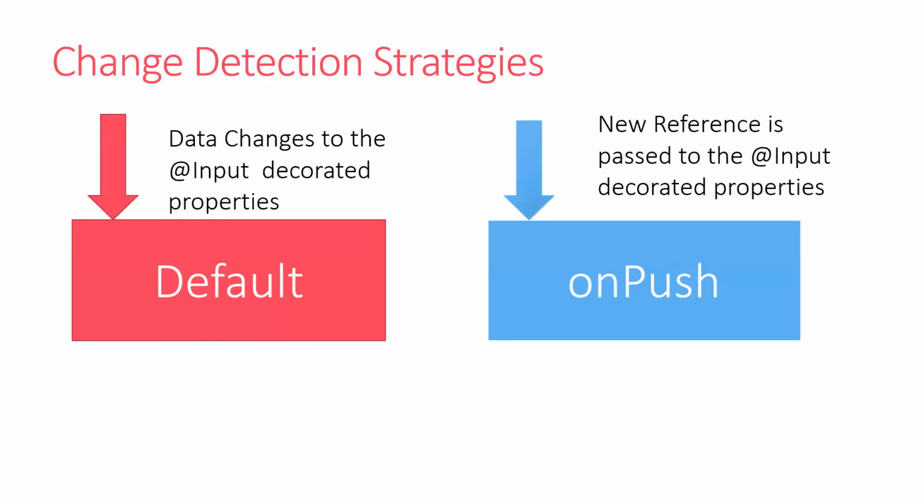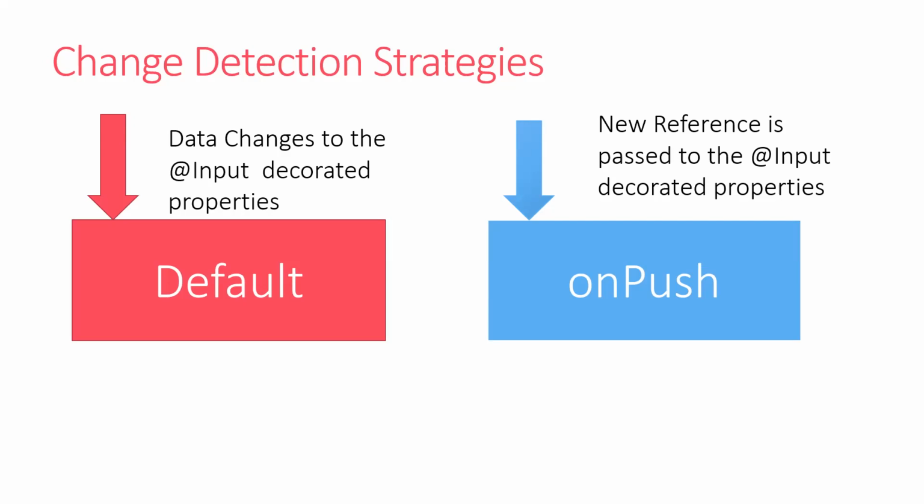But here is the major difference. With default, when data changes in the input decorated properties, the change detector will run. Let's say there's a component and you are passing data using an input decorated property. If that data changes, the change detector runs. Since the first day we have been passing data using input decorated properties and getting updated data, everything is working fine because we are working with the default change detection strategy.